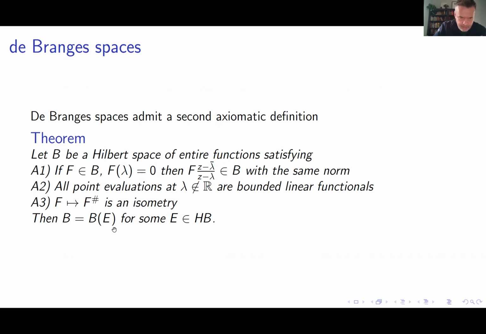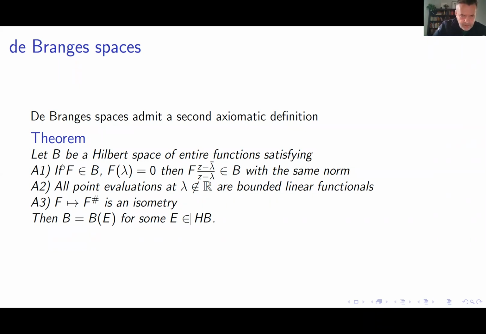The statement of this theorem is that if a Hilbert space of entire functions satisfies the three axioms, then it's a de Branges space for some Hermite-Biehler function E. So it's really hard to come up with an example of a Hilbert space of entire functions that doesn't satisfy these three axioms. They are very natural. If the norm in your Hilbert space is evaluated on the real line, like for instance, the norm in the Paley-Wiener space, then these three axioms will most likely be satisfied. And then the statement says that every such space is a de Branges space.